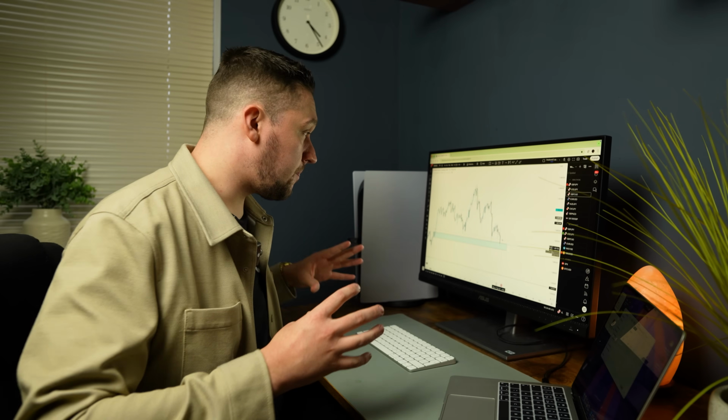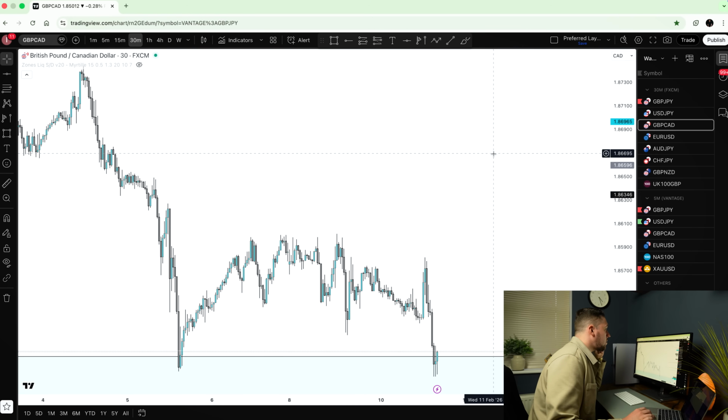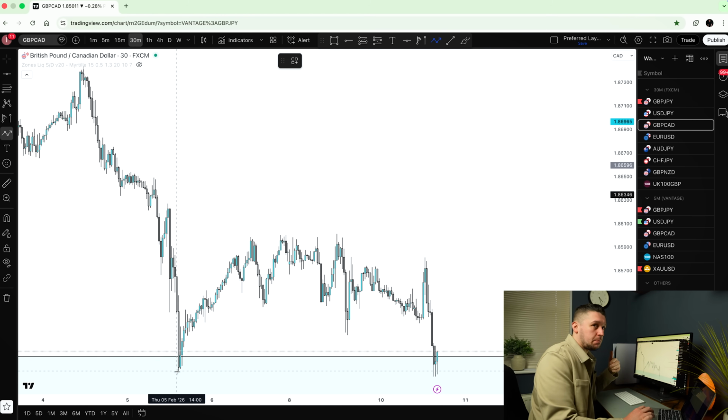But because we've built up this story and this bias of what's actually happening, we know that instead of taking a sell here, we're going to be looking for buys. Now, when we come down to the 30 minute, at the moment, we've already established the daily is bullish, the 4 hour is bullish. The 30 minute, which is the time frame we actually trade on, isn't quite yet.